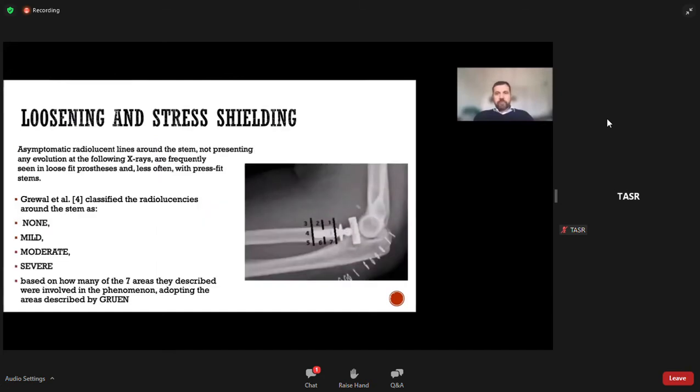Loosening or stress shielding can be measured by Grewal areas and classify the radial lucencies based on these areas. So you can have none, mild, moderate, or severe.